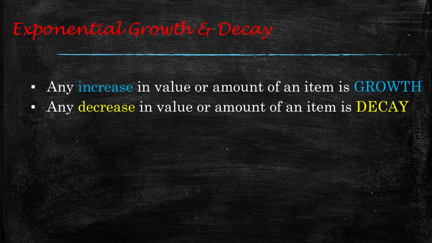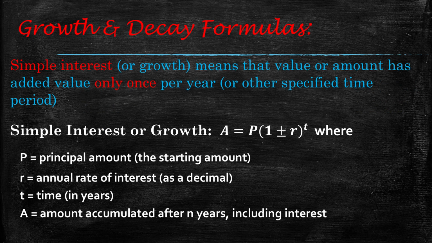Any increase in value or amount of an item is considered growth, and any decrease in value or amount of an item is considered decay. We're going to have two types of situations. One is what we call simple interest. This is going to be a growth because the value or amount is going to have added value, and it's going to get added only once per year or other specified time period.